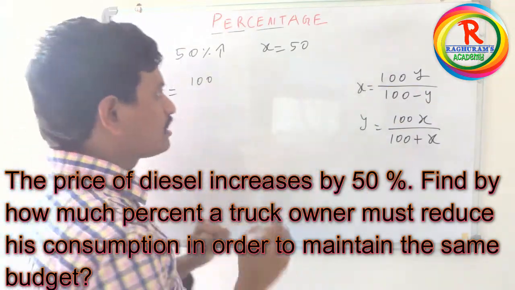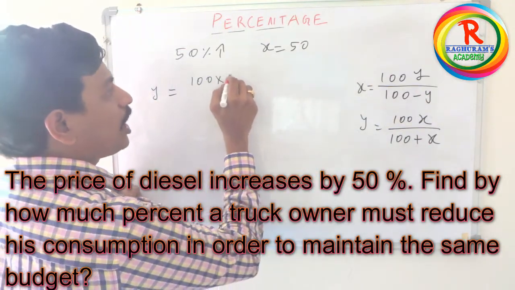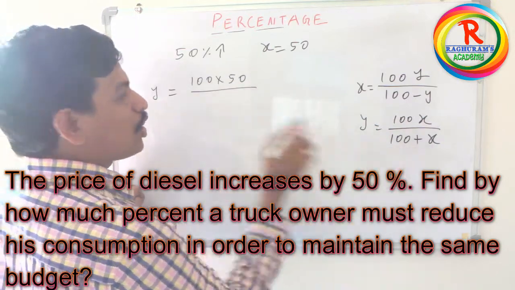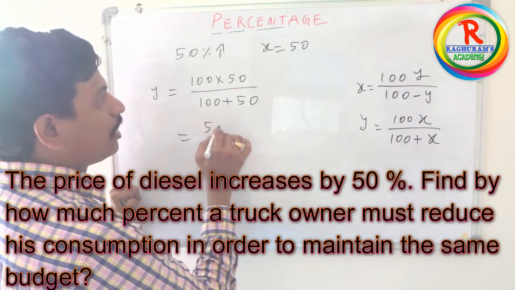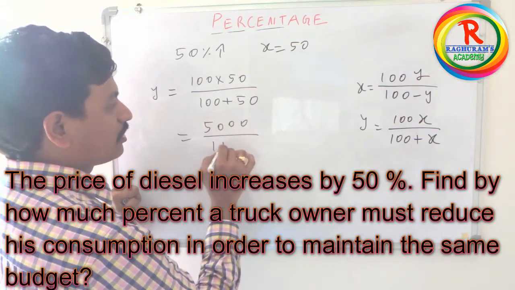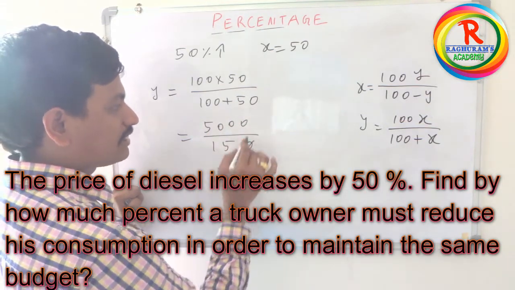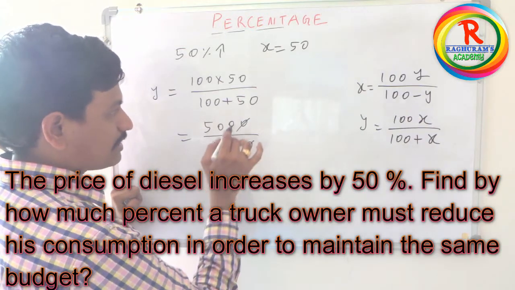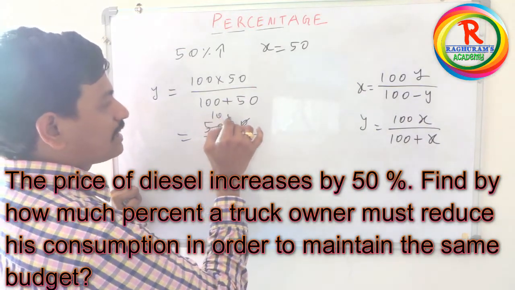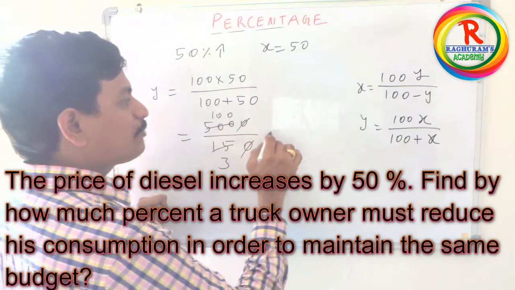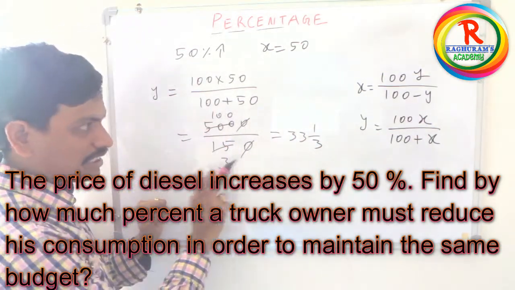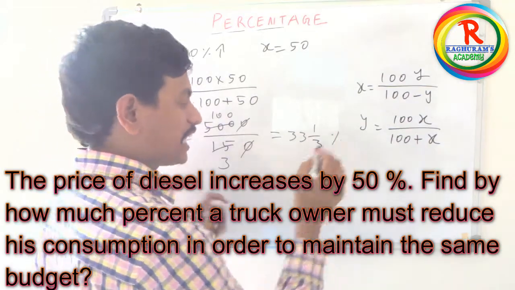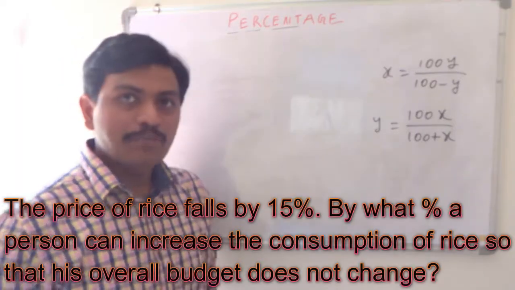So how much percentage increase? So we take that. So 100 into 50 by 100 plus 50. That is nothing but 5000 divided by 150. Any cancellation? Zero zero cancel. 5 threes, 5 tens, that is 5 hundreds, and 100 by 3, that is 33 1 by 3 percentage. We shall see the next problem, a similar problem.